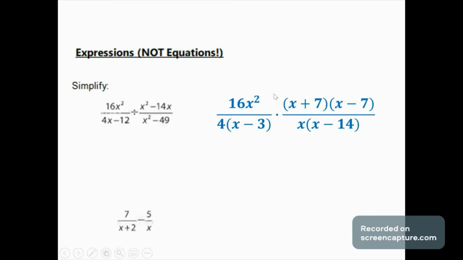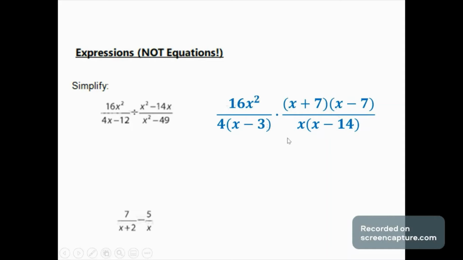But also in that first same step, I factored all my terms. All right. So 4x minus 12, I factored out a 4 from there. So you can see 4 times x minus 3. Then when you flip this fraction, this x squared minus 49 ends up on top. And that's the difference of squares, which factors into x plus 7 times x minus 7. And then this x squared minus 14x is now on the bottom. And from that, I can factor out an x, which I did here. So remember, division turns to multiplication with the reciprocal.